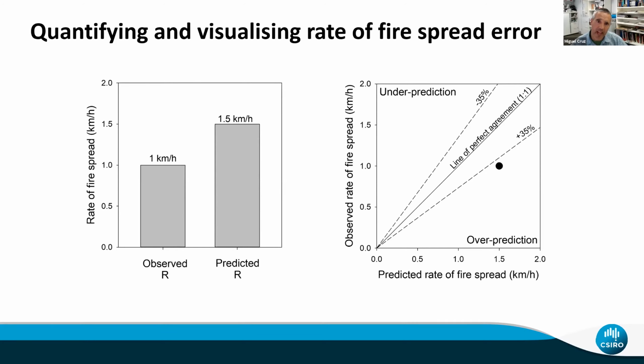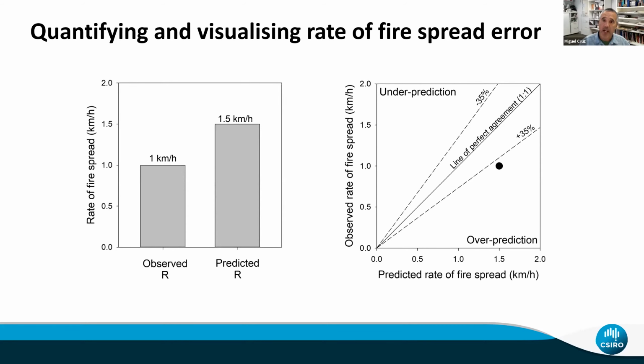And we have that envelope of minus 35 and plus 35% error, an envelope where data points fall and where we are quite happy with those simulations. It's about how we tolerate error, let's say, in these fire behavior predictions.